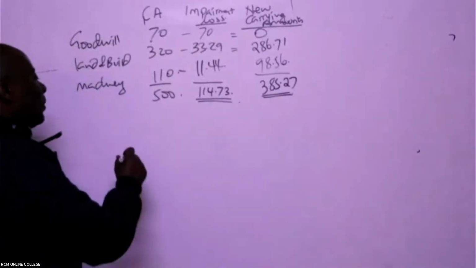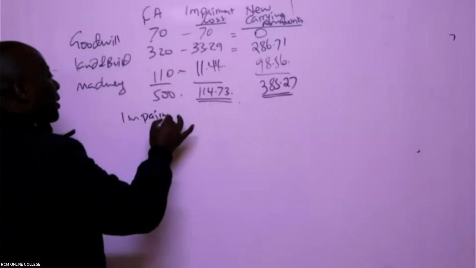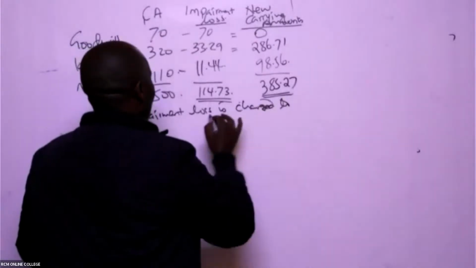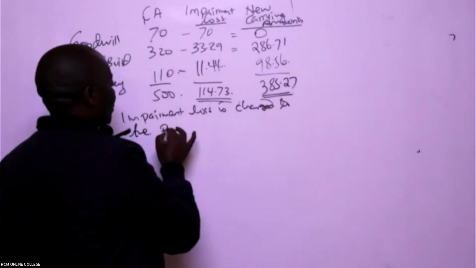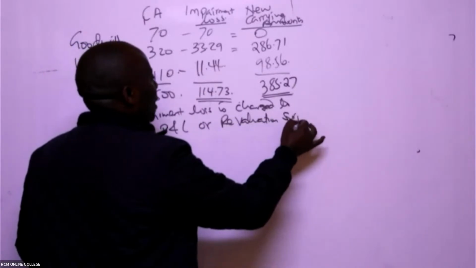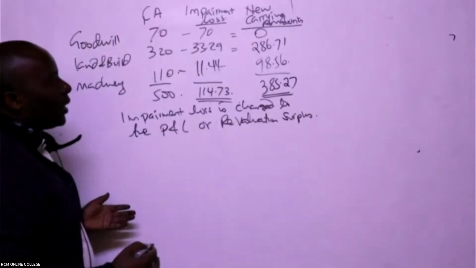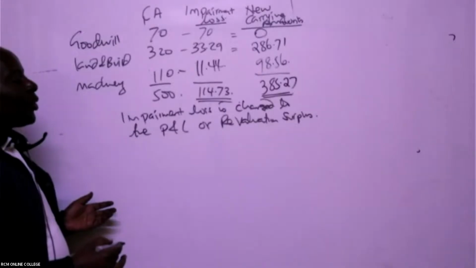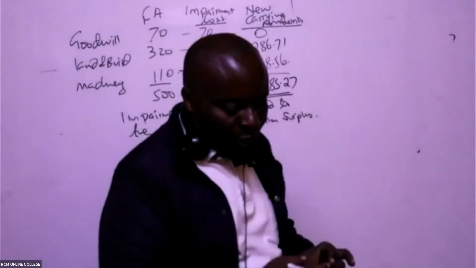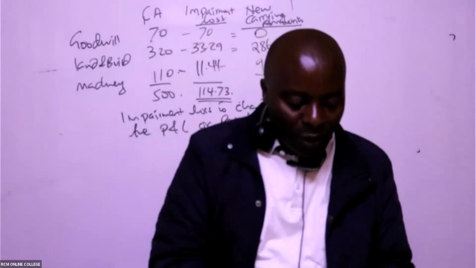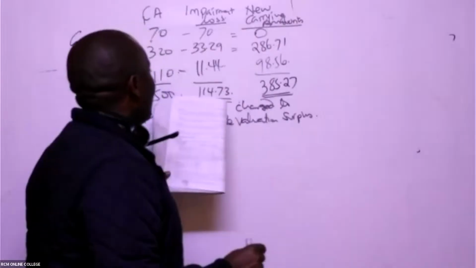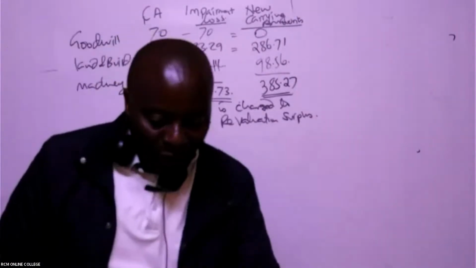Now, ladies and gentlemen, remember that impairment loss is charged to the P and L, or to the revaluation surplus account. So do we have any asset that has got any revaluation surplus? Look at note number 2. Remember, we are looking at how we charge this total, this 114.73, according to IAS 36.